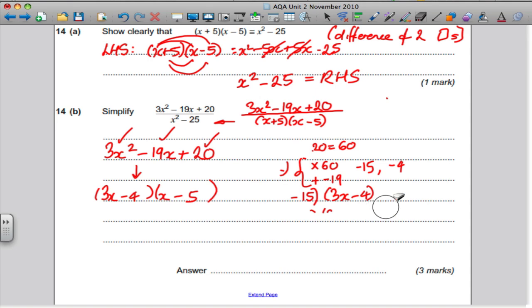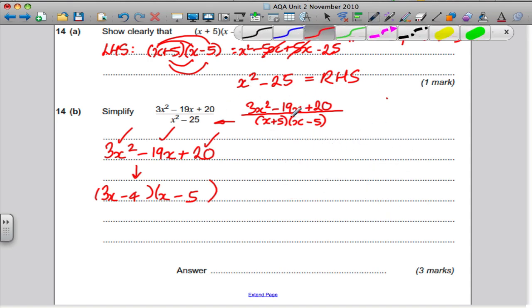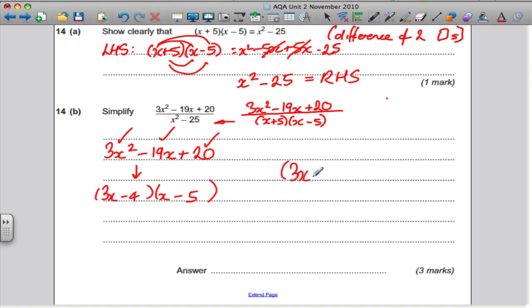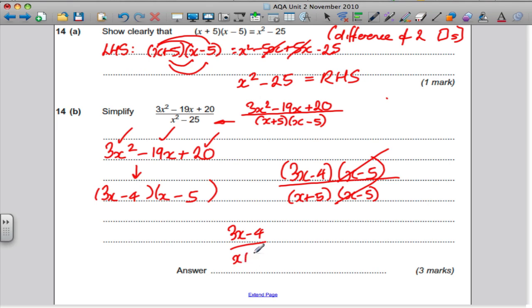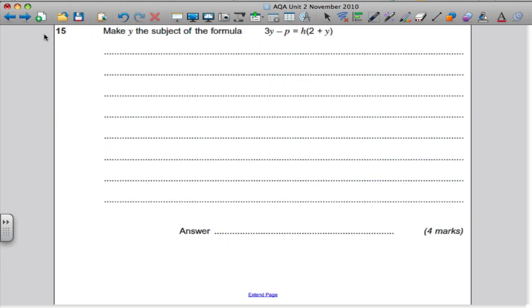Okay, let me just rub this out because we've got our factorized version. Now that you've factorized, write the top and bottom in their factors. So this top actually factorizes to 3x minus 4, x minus 5, and all of that divided by the bottom, which is x plus 5, x minus 5. x minus 5 is multiplying on top and on bottom, so you can cancel and you're just left with 3x minus 4 over x plus 5. Very good.